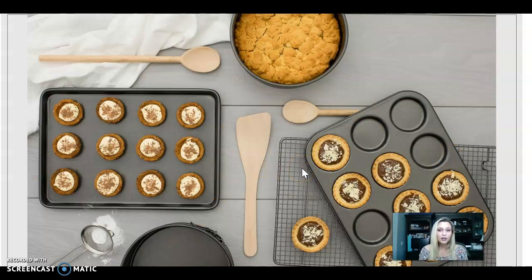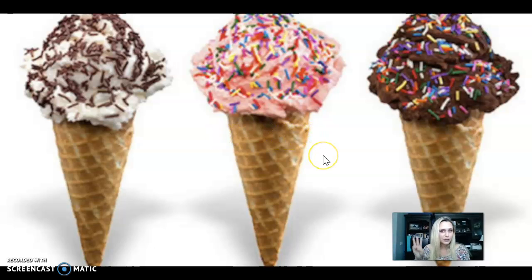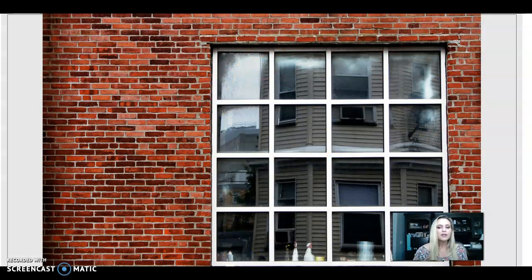Okay, now for this one, I'm going to call one student up to the board, and they're going to use the pointer, and they're going to identify one circle that's in this picture. Okay, so let's have Susie. Good job, Susie. These little tarts are circles. Okay, so now back to our 3, 2, 1, okay? So I want to know, what is the shape of these ice cream cones? Good, they're triangles.